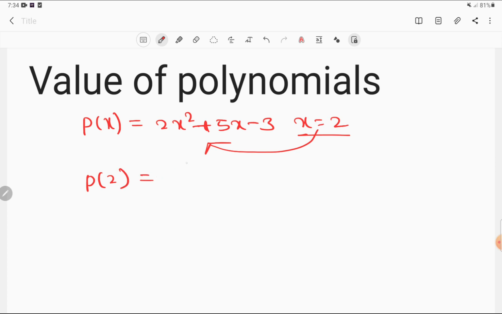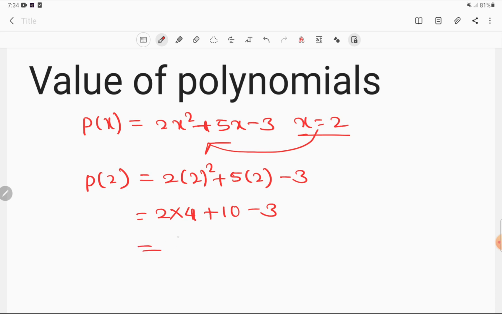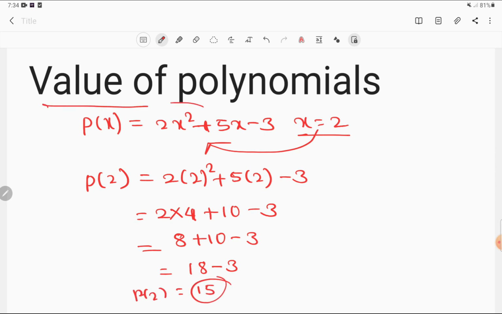P of 2 is equal to 2 into 2 square plus 5 into 2 minus 3. So 2 into 2 square means 4, 4 twos are 8, plus 5 into 2 is 10, minus 3. 8 and 10 is 18, minus 3, that is 15. So this 15 we call the value of the polynomial.